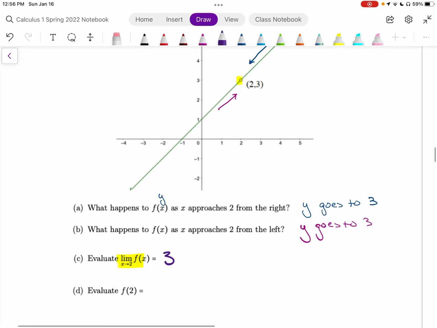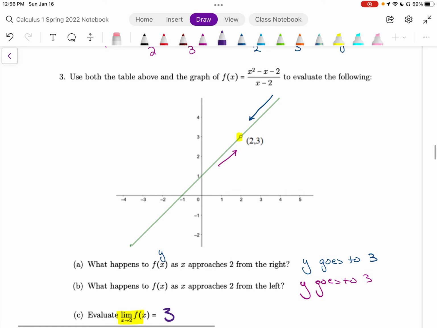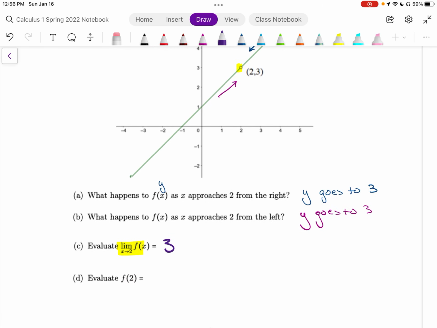So now the next question is evaluate f of 2. Well, think about that. Is there a value at x equals 2? Anywhere? There's not. It does not exist. So in this case, you have to say does not exist. Okay? So now you're going to pause and go do questions 2 and 3. And I will have little video segments after each one.